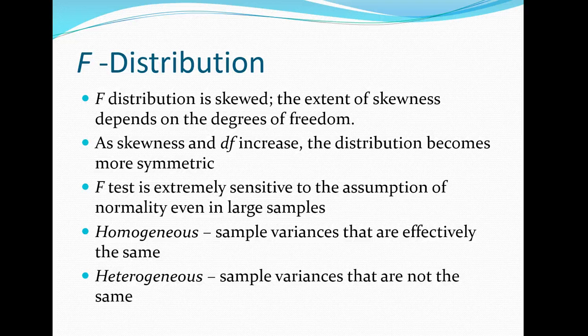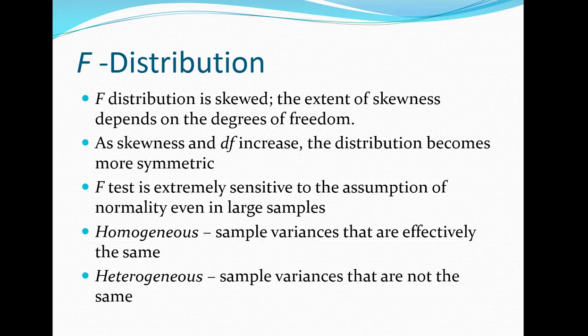The t-test is extremely sensitive to the assumption of normality, even in large samples. And that's why the F-test is the test for homogeneity of the variance. So when you do your ANOVA, don't be surprised if there's always a test for homogeneity or a test for heterogeneity. They're the same, but it refers to the F-test.